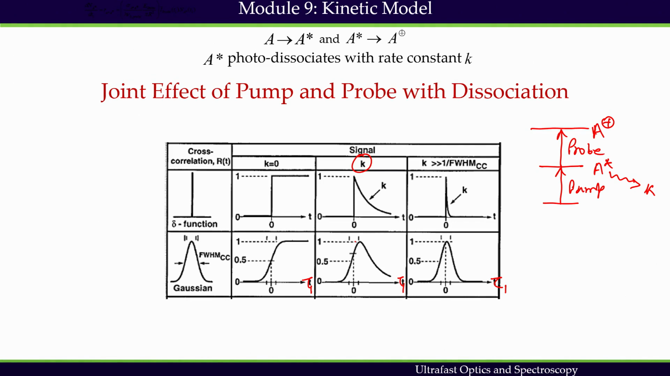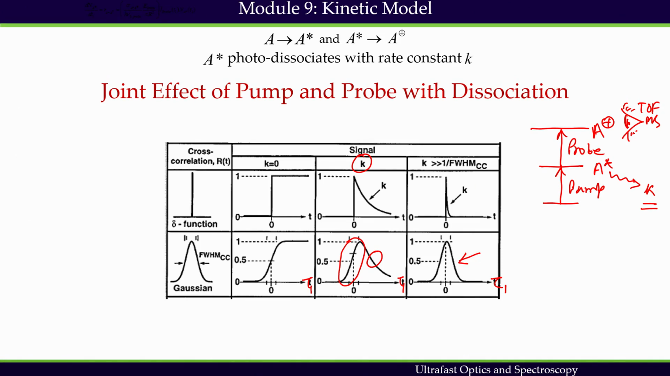We will see that in the early part, the total ion signal behaves like an error function, and the later part would be the dissociation. And if the dissociation is very fast, which means the rate constant is very large, then what will happen? We will not be able to measure the kinetics anymore, we will end up measuring the pulse.